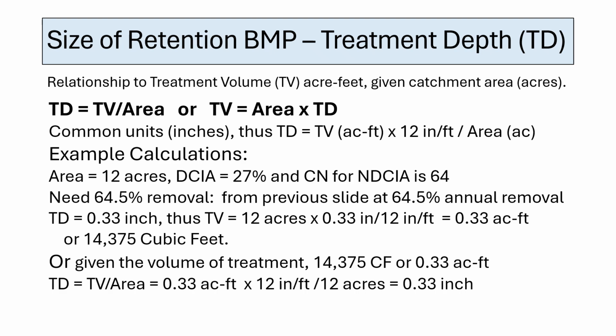Conversely, if we were given the treatment volume first, say, 14,375 cubic feet or 0.33 acre-feet, we could calculate the treatment depth. We'd take 0.33 acre-feet, multiply by 12 inches per foot, and then divide by the 12-acre catchment area, which again gives us a treatment depth of 0.33 inches.